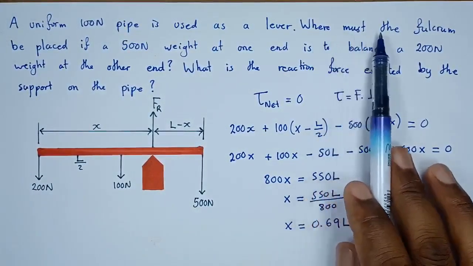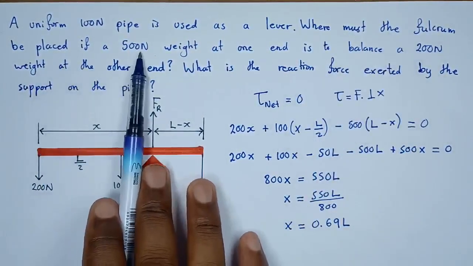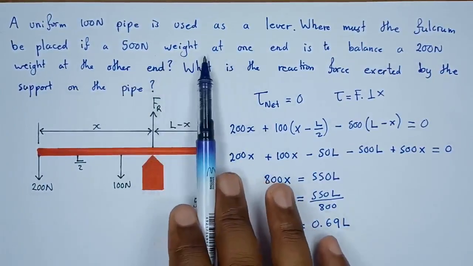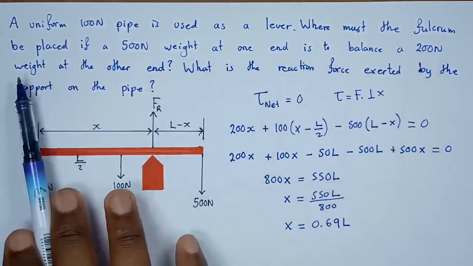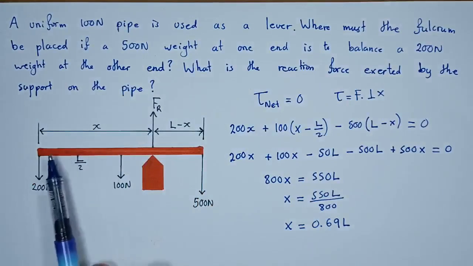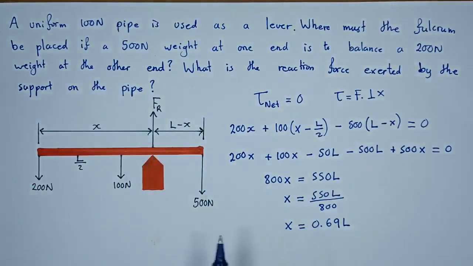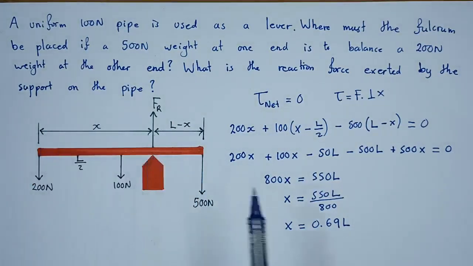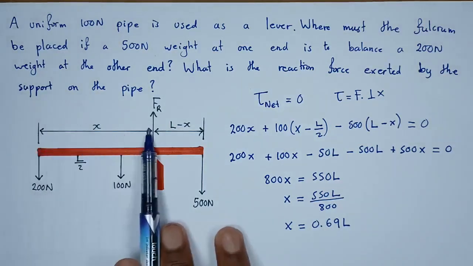Now, let us understand what the question is asking. The question says, where must the fulcrum be placed if the 500 Newton weight at one end is to balance the weight on the other end? So for this to be balanced, the fulcrum must be at distance x, meaning that all we need is the value of L. So if L is 12 meters, then we simply say 12 meters times 0.69, and that is the position where we have to place the fulcrum. So in other words, we're just looking for an expression for x.